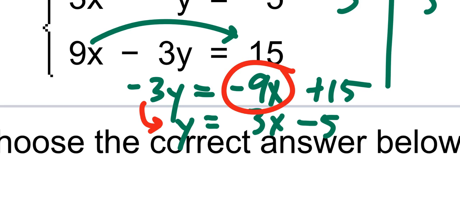How did I get rid of that negative 3? Divided everything by negative 3. Well, if you divide by negative 3, you get a positive 3x and a negative 5. So we got a 3 and a negative 5.